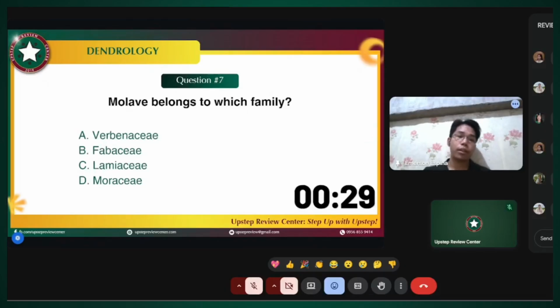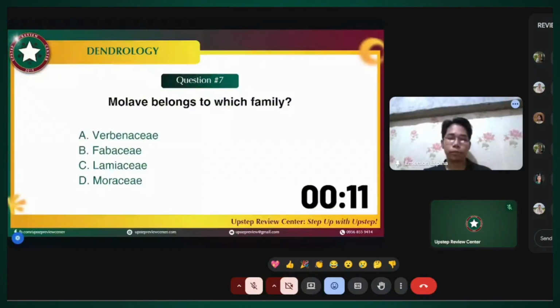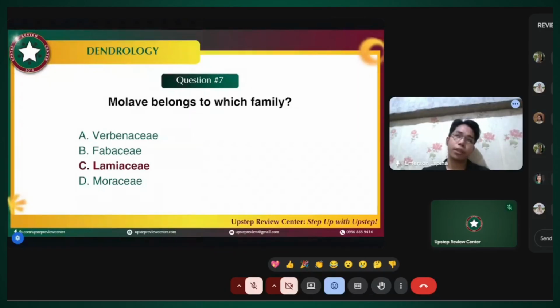And then moving forward, question number 7. Molave belongs to which family? Verbenaceae, Fabaceae, Lamiaceae, or Moraceae? Okay, we have that. So clicker and comments. Let's see. The correct answer is letter C, Lamiaceae. So everyone got it correctly. This is an extremely common trap if you're not up to date with the reference that you're reviewing. On old references, it used to be under Verbenaceae, but as much as possible, we rely on the modern classification, so we should have that updated one. And for this case, Molave is now under family Lamiaceae.